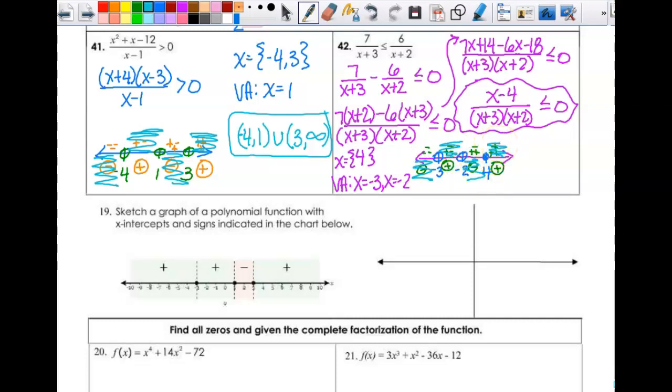And I want this to be less than or equal to 0, so I'm looking for where it's negative. It's negative from negative infinity to negative 3. You never include your infinities. Negative 3 is open. Then we start back over at negative 2, and it's negative until we get to 4. Negative 2 is open because it's an asymptote. 4 is closed because it's a 0. That's my answer.